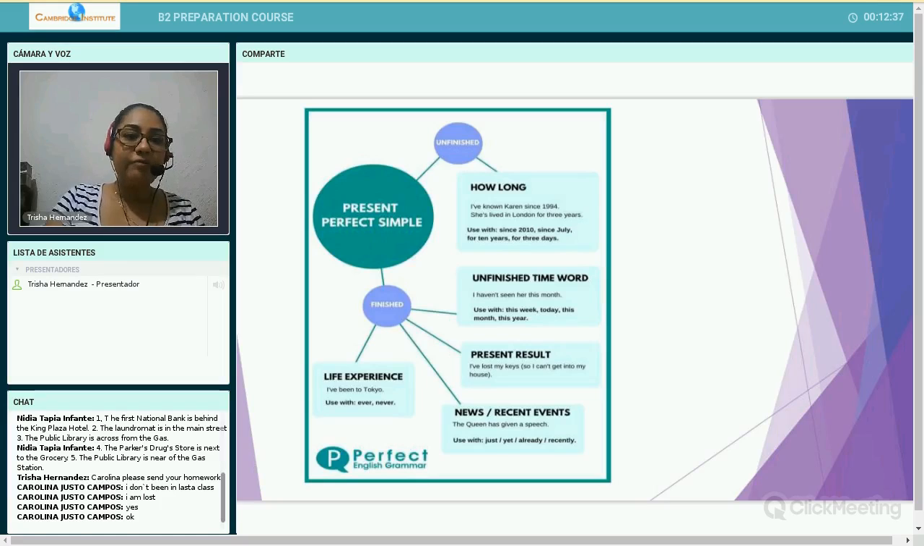Now, with finished actions, life experience. These are actions or events that happen sometime during a person's life. We don't say when the experience happened, and the person needs to be alive now. We often use the words ever and never. Like for example, I have been to Tokyo. They have visited Paris 3 times. We have never seen that film.